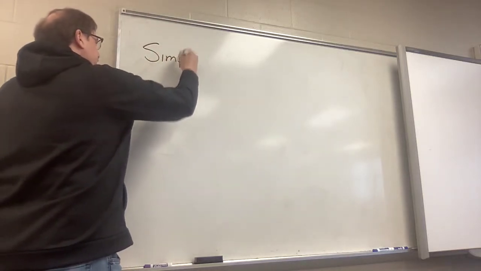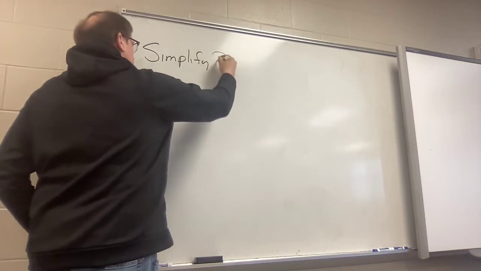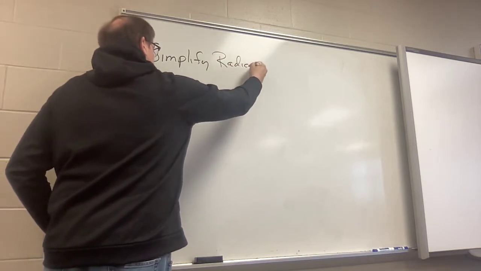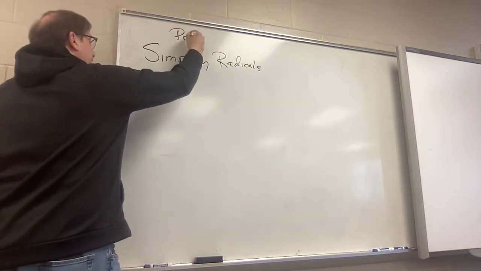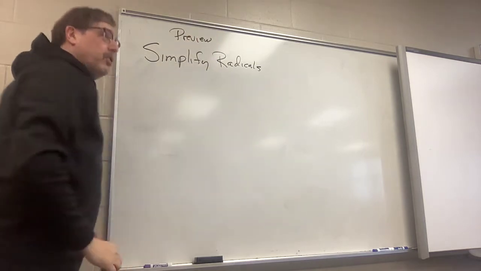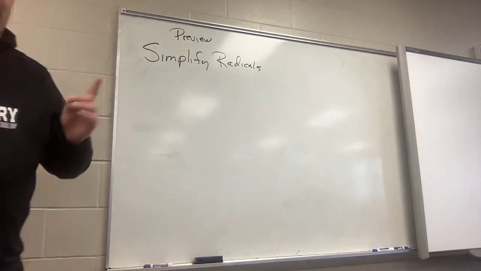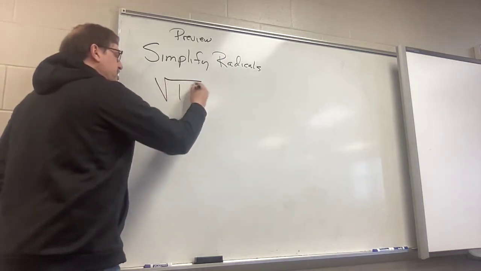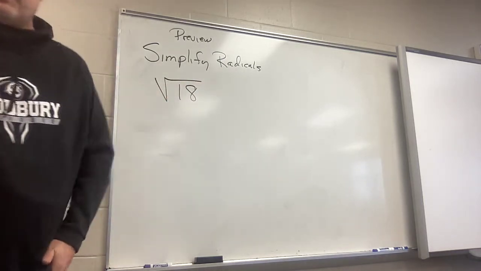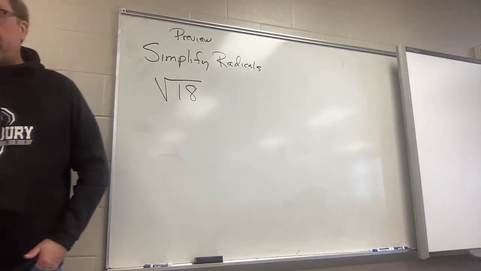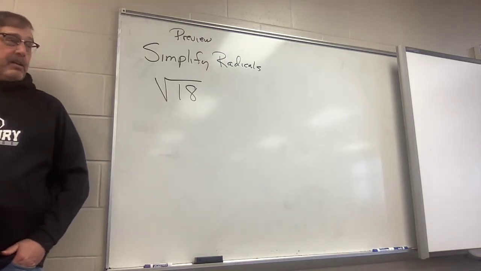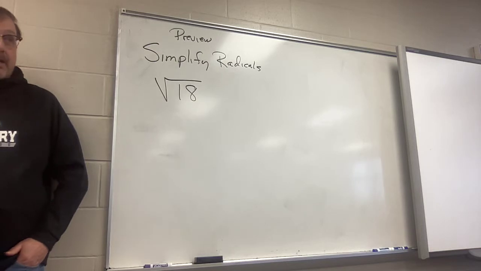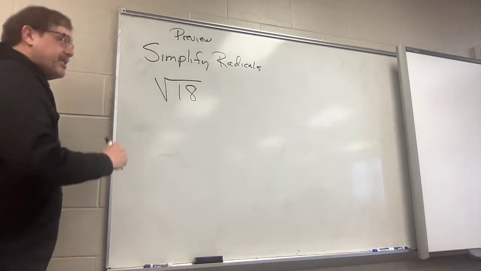Tuesday is simplifying radicals. It's a preview. When you were in Algebra 1 and Algebra 2, you were asked to simplify the square root of 18. If you'll remember, simplifying is not pressing the button. What we looked at was the famous perfect squares.